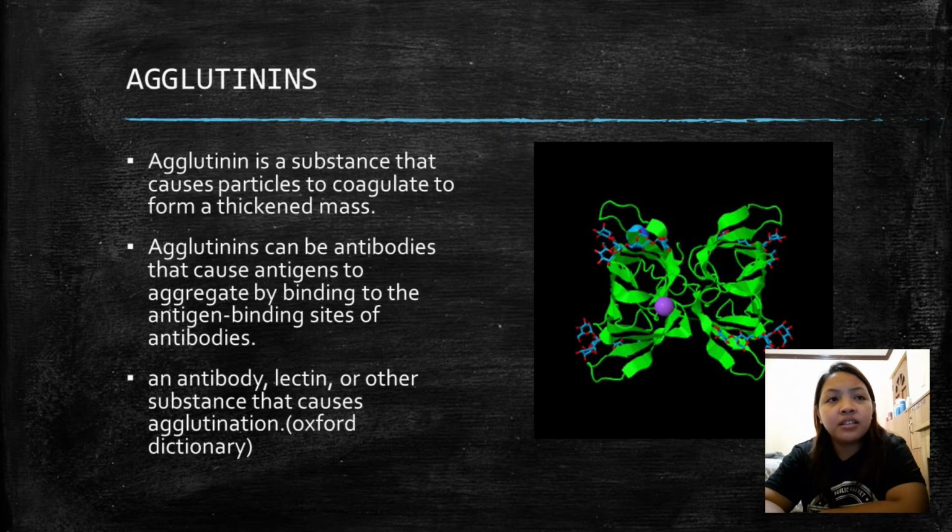Agglutinin is a substance that causes particles to coagulate to form a thickened mass. Agglutinins can be antibodies that cause antigens to aggregate by binding to the antigen binding sites of antibodies. Agglutinase is an antibody, lectin, or other substance that causes agglutination.